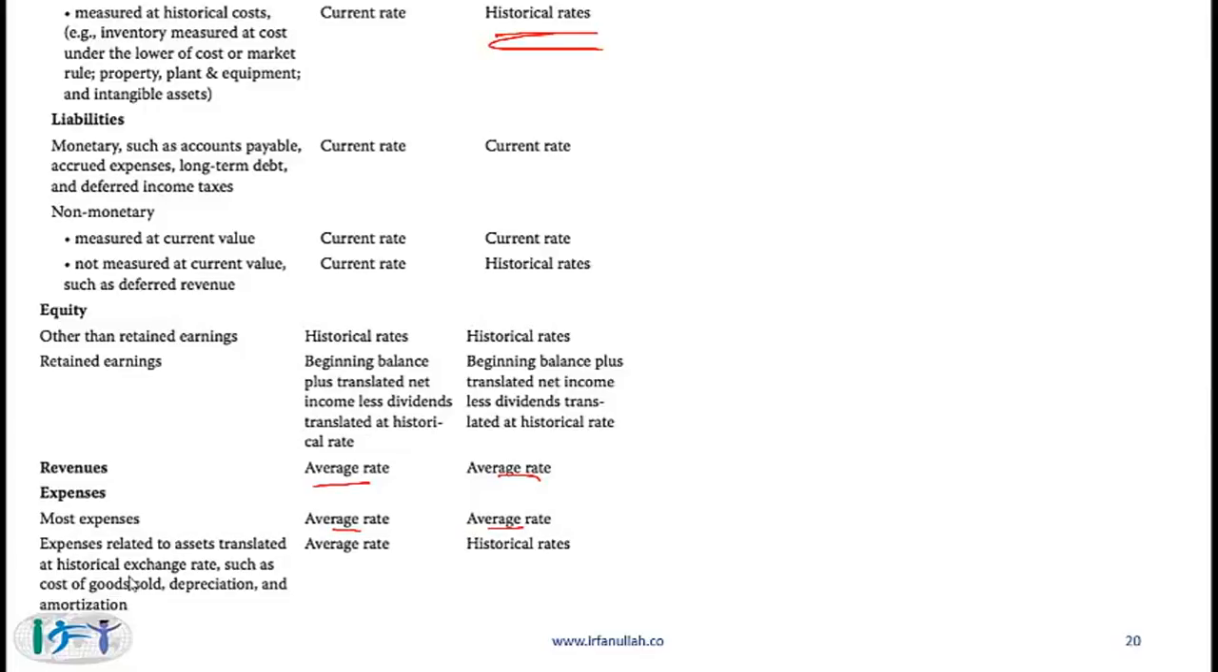However, under expenses, if we have non-monetary assets such as inventory, and when inventory is sold, the relevant expense is the cost of goods sold, then we use the historical rate.